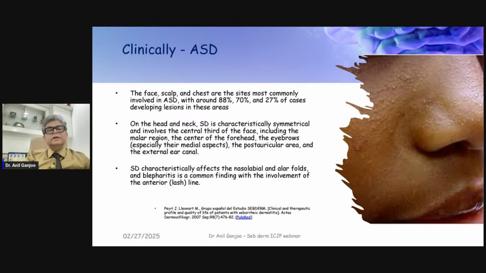In the adult phase, it affects primarily the face, the scalp, and the chest, in percentages like 88, 70, 27% approximately, respectively. On the head and the neck, it presents as a symmetrical rash involving particularly the central third of the face, including the malar region, the central forehead, the eyebrows, the retroauricular area, and the external ear canal. Characteristically, the nasolabial folds and the alar folds are affected. There can sometimes be involvement of the eyelids and the eyelashes, blepharitis.